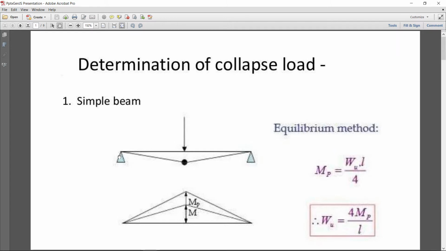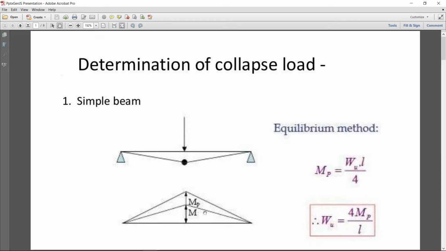In a simply supported beam, the point load is acting at the spot that already has hinges, actual hinges, not plastic hinges. When the load starts increasing, definitely in the simply supported beam the moment comes at the center. Due to the maximum moment at the center, definitely the hinge will form at the center of the beam. Then here is the assumed bending moment diagram, where M is the elastic moment and Mp is the plastic moment. The plastic moment is always higher than M, so that's why it's shown above.